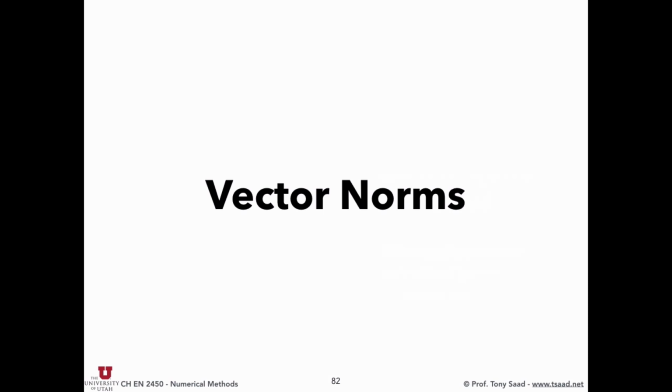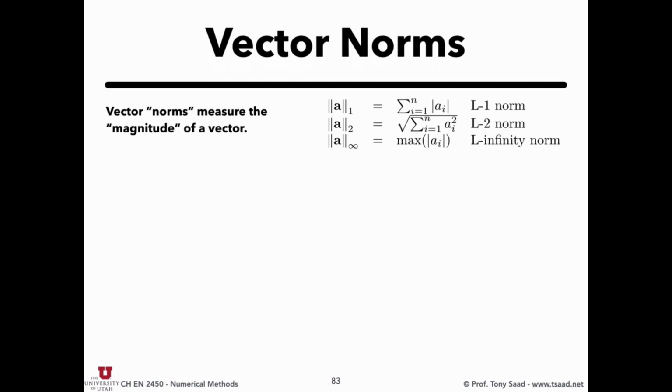But that norm is generalizable. You can define an infinite number of norms. I'm going to talk only about 3 norms. So vector norms measure a sense of distance or scale for a given vector. Now think of a vector.